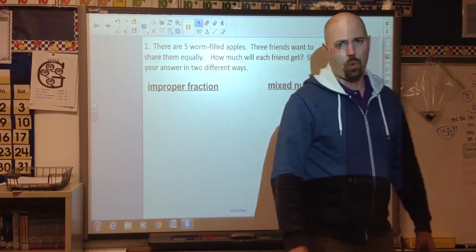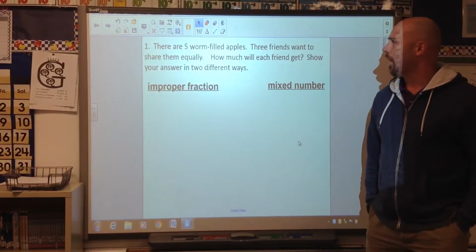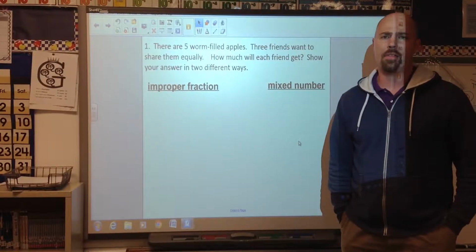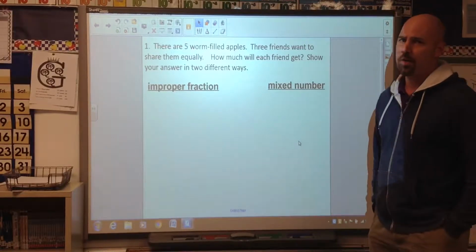Hey everybody, welcome to sharing with improper fractions and mixed numbers. I kind of like this idea. I think it's kind of cool using drawing instead of trying to use all the complicated math that they're going to get into probably in the upper elementary grades. So let me show you how this drawing actually works.